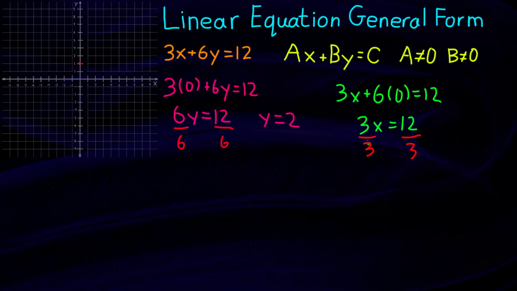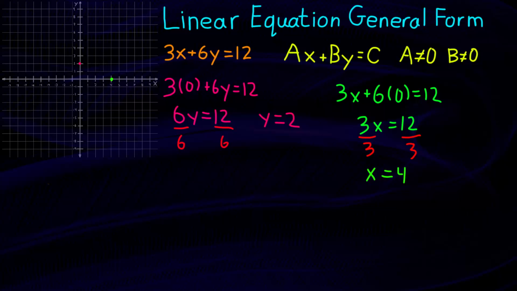Now we're able to start actually getting the value of x. 3 divided by 3 is 1, so we have 1x. So x equals 12 divided by 3. Let's see, 4 times 3 is 12, so x equals 4. That is our x-intercept, and I'll draw that here in green. There is our x-intercept.